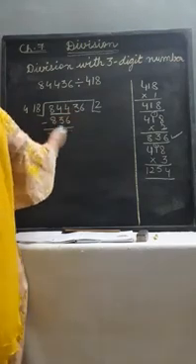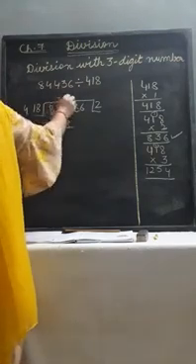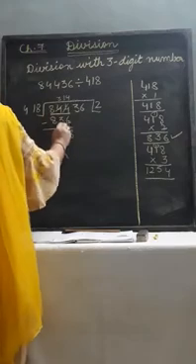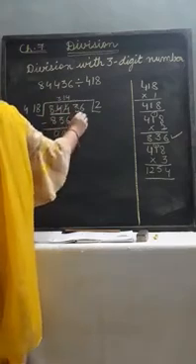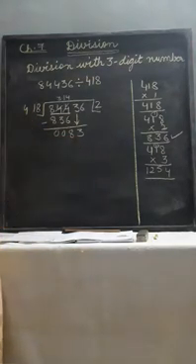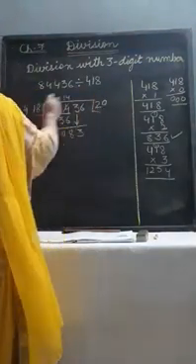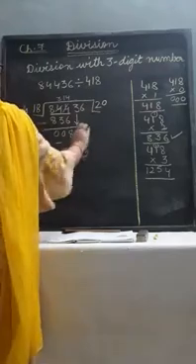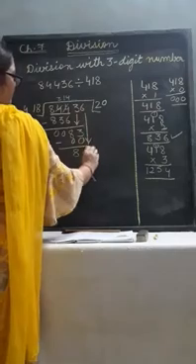4 minus 6 we can't do. We will take 1 from this 4. This 4 will become 3 and this 4 will become 14. 14 minus 6 is 8. 3 minus 3 is 0. 8 minus 8 is 0. Now bring down the next digit. The number is 83, which is smaller than 418. So 418 ones is 418, which is greater. We will find out 418 zeros are 0. By subtracting, we will get 83. Next digit is 6. Bring down 6.